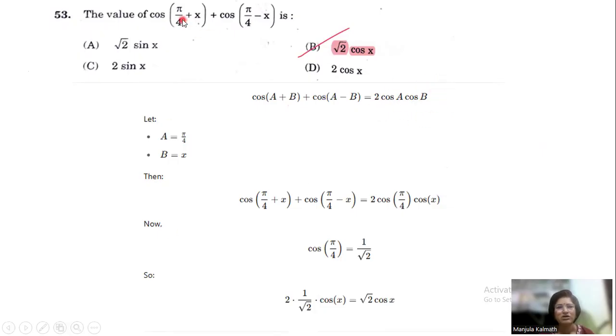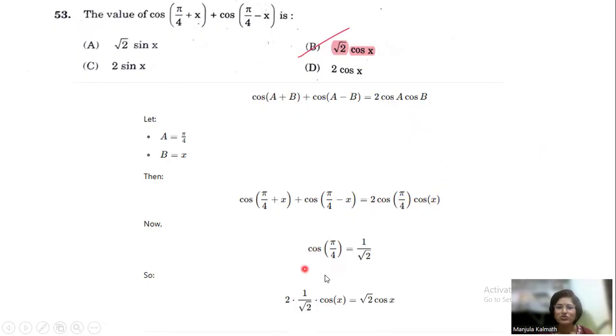So what are a and b here? a is pi by 4, and b is x. We just have to replace a and b with pi by 4 and x. So cos of pi by 4 plus x plus cos of pi by 4 minus x equals 2 into cos a into cos b, where a is pi by 4 and b is x. That is 2 into cos pi by 4 into cos x.